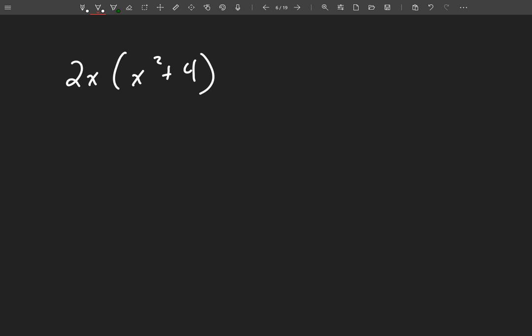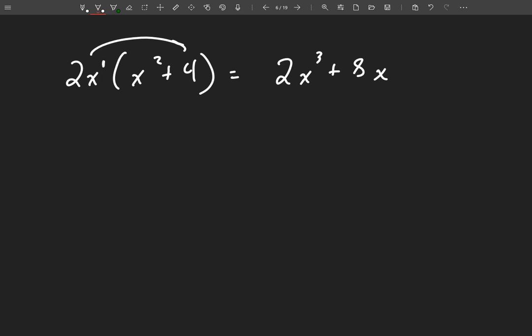So if I take 2x times x squared, well, you can think of this as a 1 here. This is 1x, and you're multiplying it times 2 of them already. So how many x's do I have total? I have 3 of them. This is 2x cubed, and then I have 2x times 4. That's going to give me 8x. So you can distribute things that have x's and x squareds and things like that. That shouldn't be a problem.